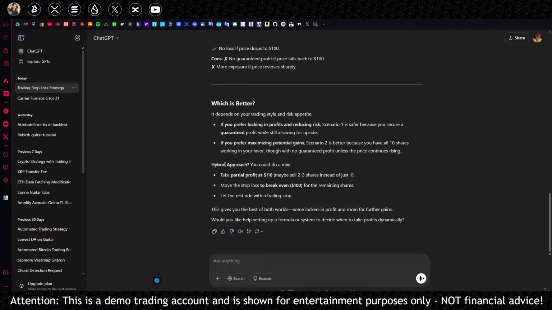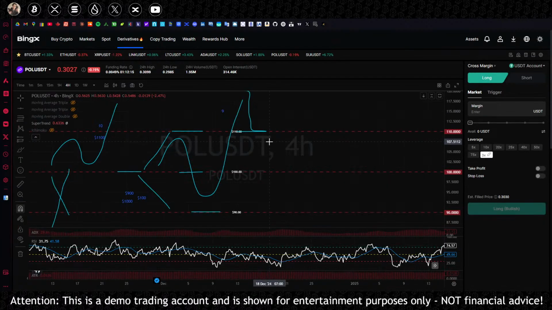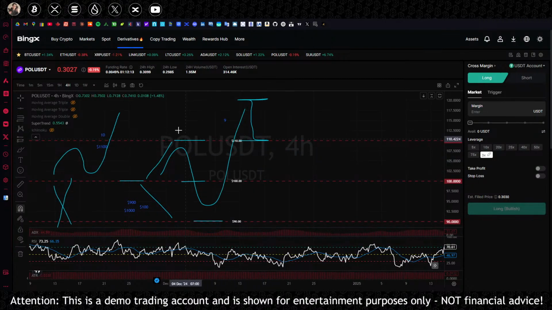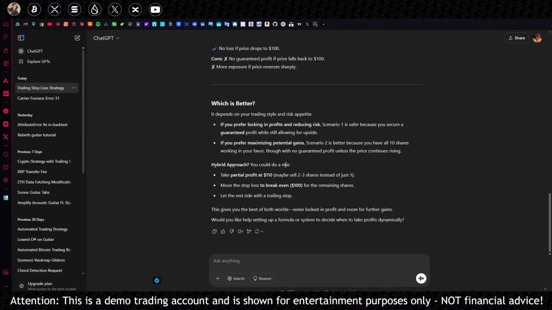The hybrid, oh, you could do a hybrid approach. Take partial profit at 110. Sell maybe 2 to 3 shares instead of just one. That would be like $300. What? But obviously some of that I'm getting back to myself, right? Move the stop loss to break even for the remaining shares and let the rest ride with a trailing stop. Some locked in profit and room for further gains. Not really.